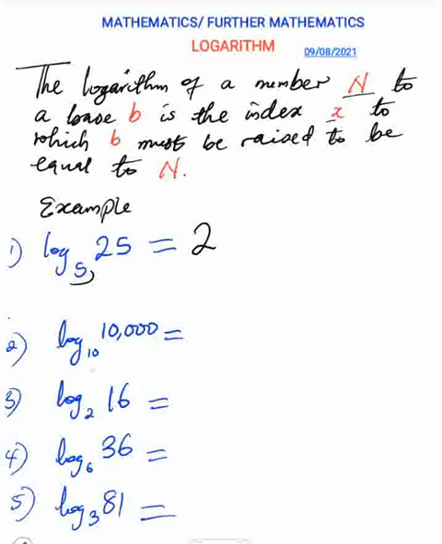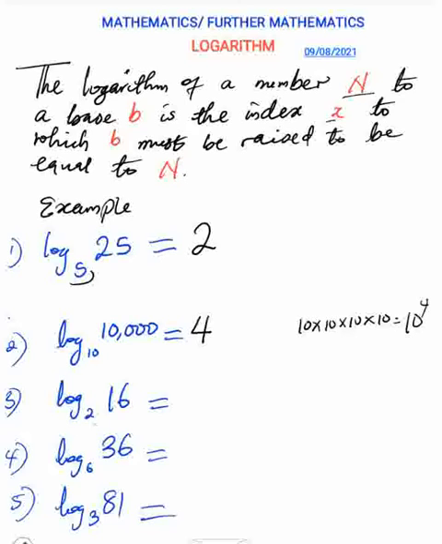Now, we have log of 10,000 to base 10. How many times are we going to raise 10 to give 10,000? That is, 10 times 10 times 10, we give 1,000 times 10, we give 10,000. So it means if we raise 10 to the power of 4, we are going to have 10,000. Therefore, the logarithm of 10,000 to base 10 is simply equal to 4.